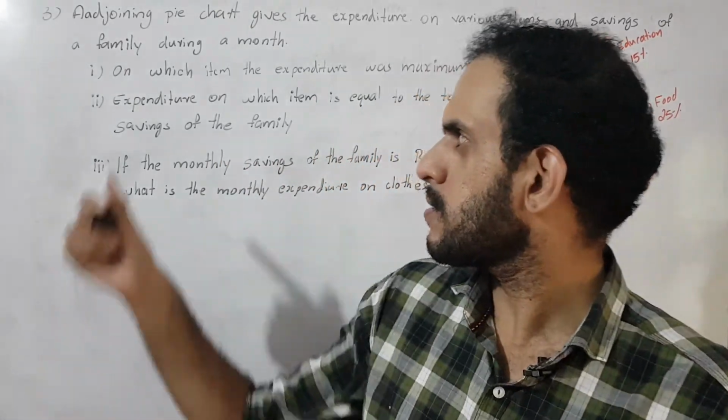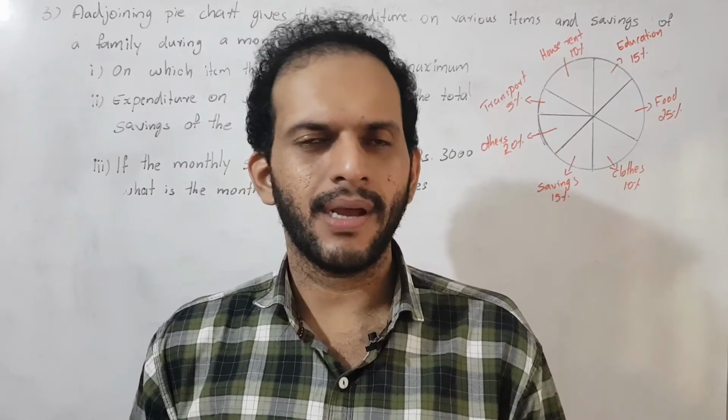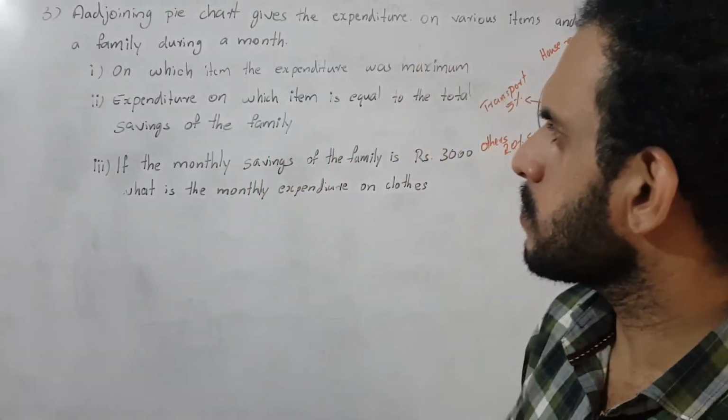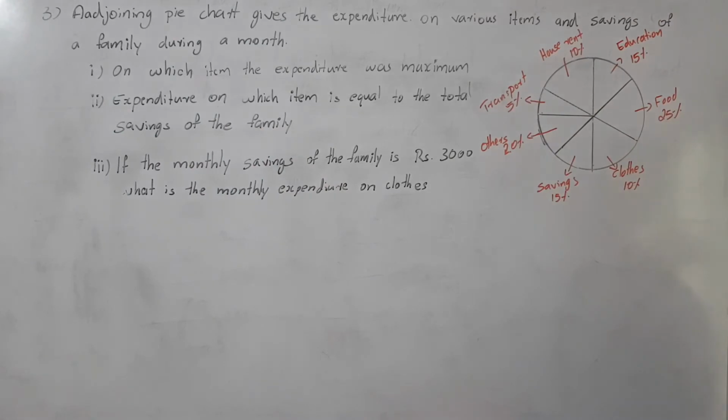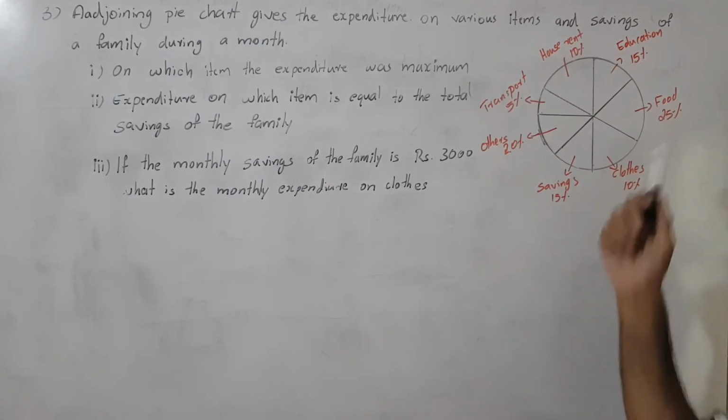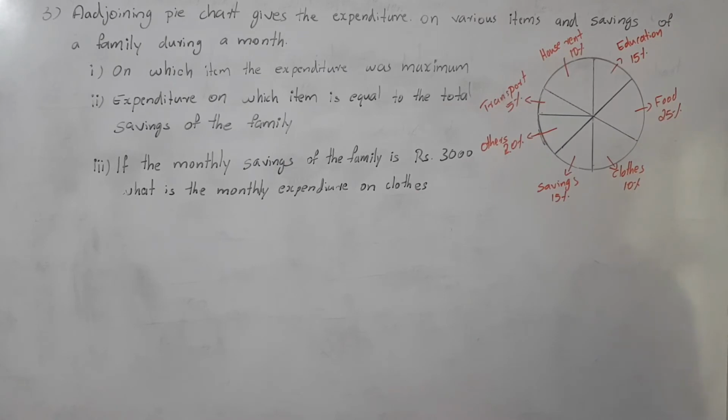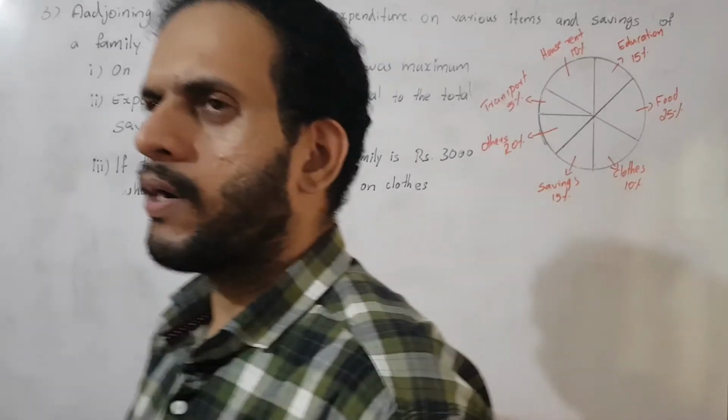Then we have three questions here, and based on this pie chart we need to write the answers. It's an easy one. The first question: on which item was the expenditure maximum? We have many items here. We just observe the figure where the more percentage of income is spent. The more percentage of income is spent on food. Correct? So the first answer is, the expenditure was maximum on food. Correct? Then what do we write as the answer?